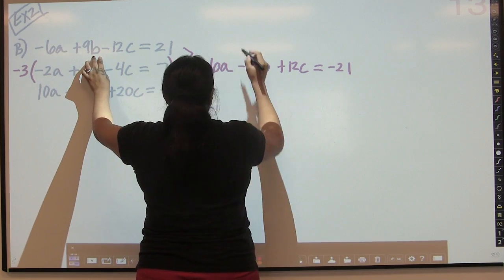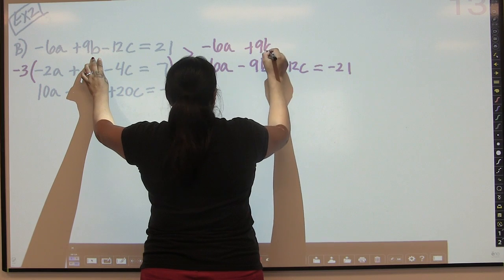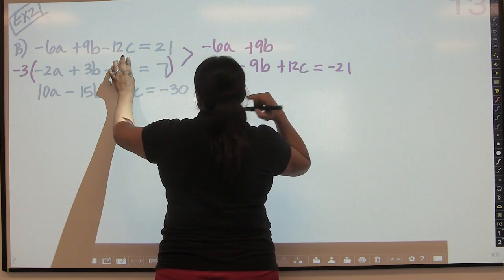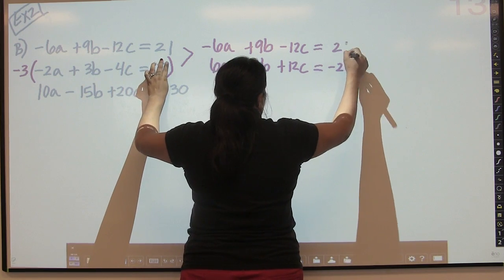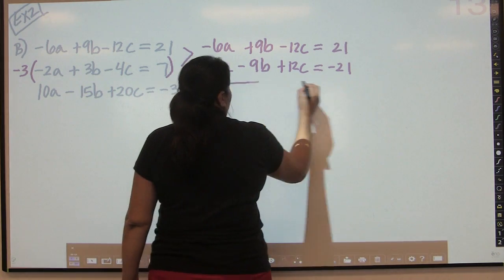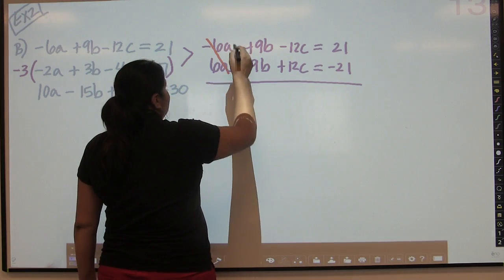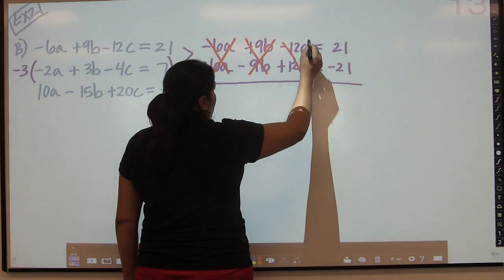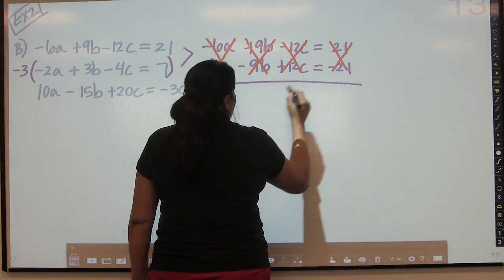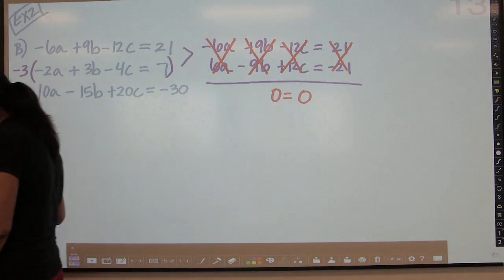Above, I'm going to rewrite this equation just for my ease. I get negative 6a plus 9b minus 12c equals 21. And so this time, I'm going to cancel out my negative 6a with positive 6a, positive 9b with negative 9b, negative 12, positive 12, and 21 minus 21. And again, I'm going to get a situation where 0 equals 0.